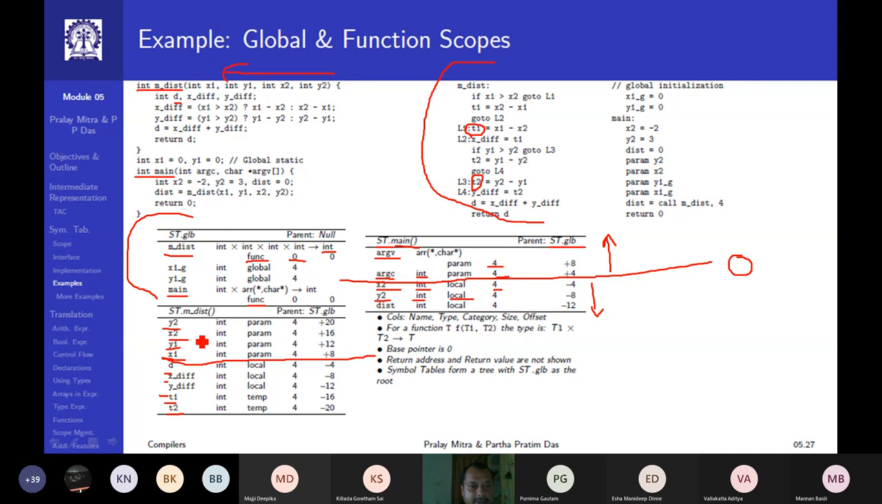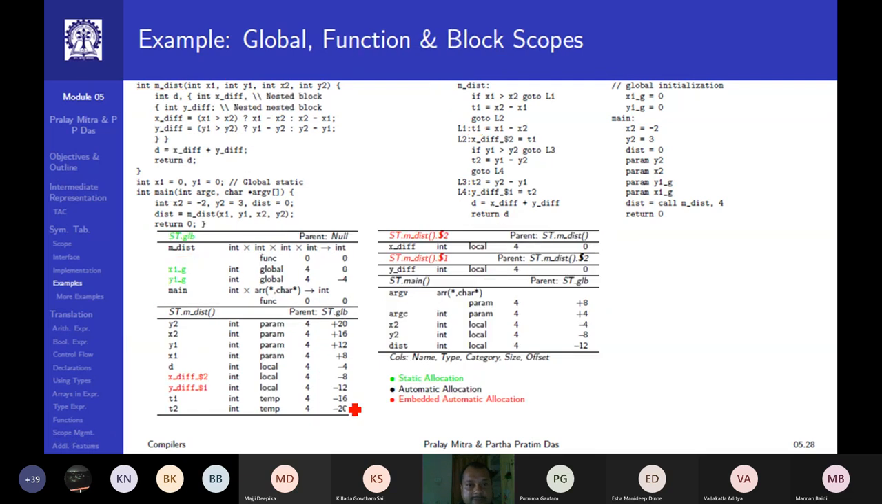Now you see x1, x2, y1, y2 are parameters here. d, xdiff, ydiff are the local variables. T1 and T2 are temporary variables. Since all are integers, all are of size 4. And here is the offset corresponding to that. Clear? Do you have any question here? Okay. Then next, go to the next example.